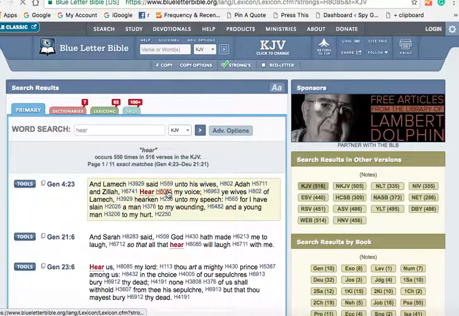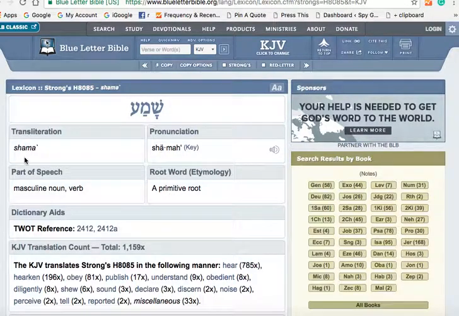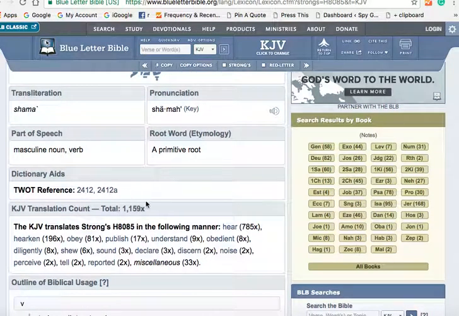So we're going to go back to 8085, and there you see Shama is spelled exactly the same way as it is in heaven, without question. Now the thing is, this has been used a total of 1,159 times, and when it gets broken down, 785 times it's used as hear, and then it's used as all these other synonyms too. This is how political correctness comes to be, when these words are changed to mean something other than what they actually do.